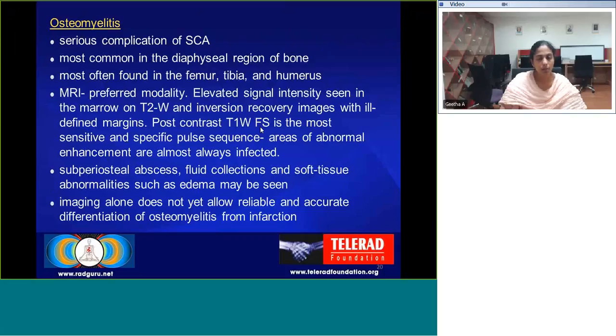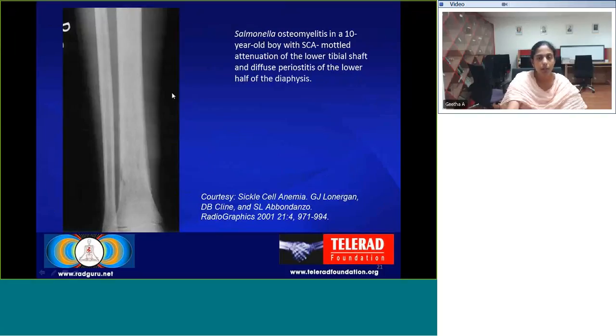However, imaging alone does not allow reliable and accurate differentiation between osteomyelitis and infarction. Lower chest: diffuse periostitis, the lower half of the diaphragm.